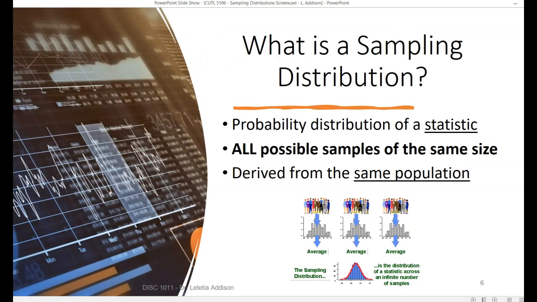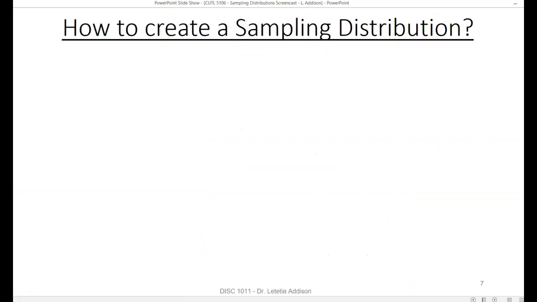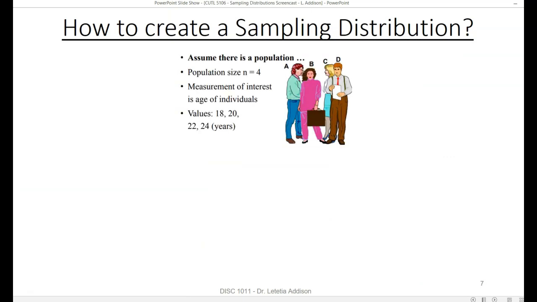So let's first look at what a sampling distribution is. It is a probability distribution of a statistic, where all possible samples of the same size are derived from the same population. How then do we create a sampling distribution? Let's have a look at our previous example to showcase how we can derive a sampling distribution in the lecture today.